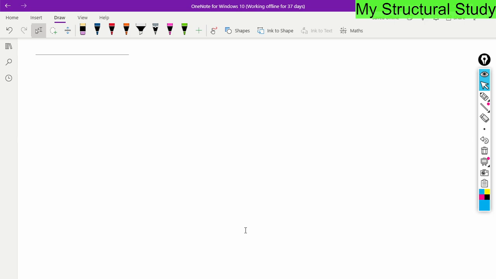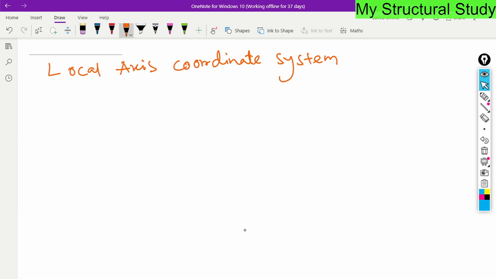There are two different types of coordinate systems in the ETABS software. One is the local axis coordinate system, another is the global axis coordinate system. Suppose this is a beam.